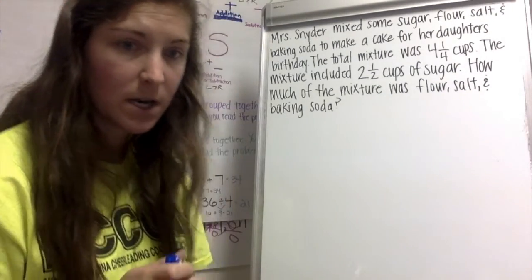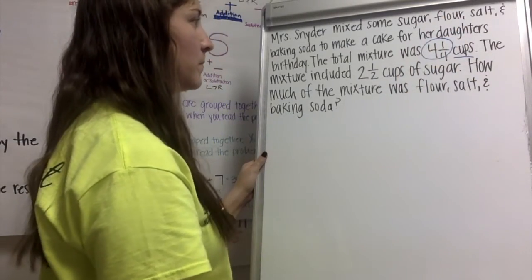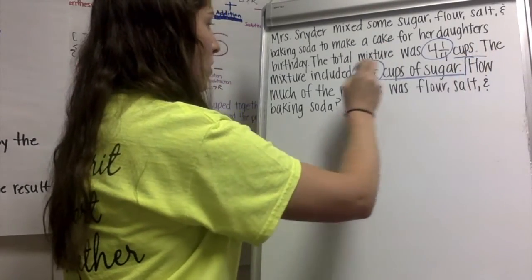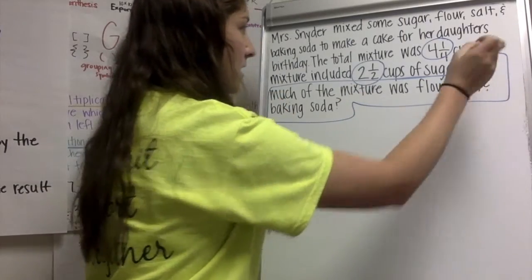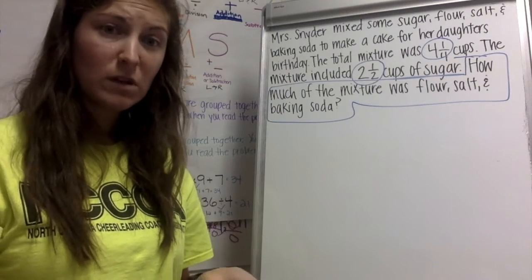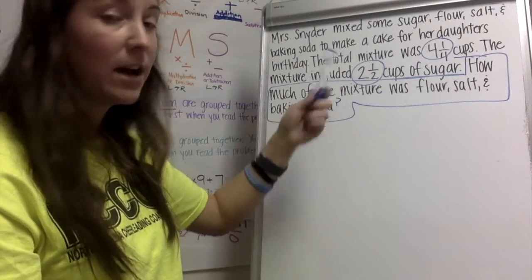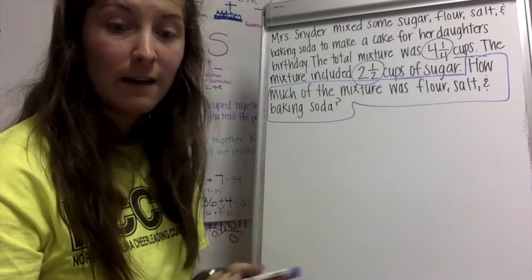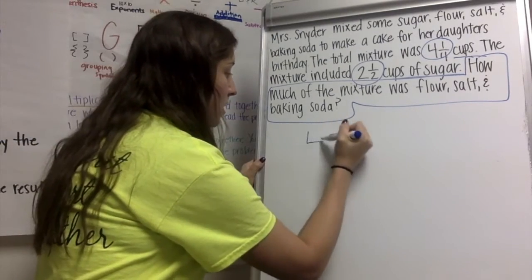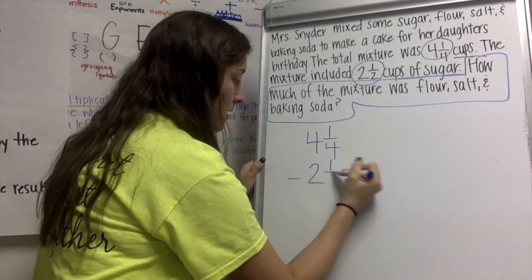So I'm going to start here with what we know. We know that the total mixture was 4 1/4 cups. We know that it was 2 1/2 cups of sugar. And my question here is asking us, how much is flour, salt, and baking soda? So, if I know that the total amount was 4 1/4 cups, 2 1/2 was sugar, I want to figure out what the rest is. That means I'm going to have to set up a subtraction problem here. So, I'm going to have to solve 4 1/4 minus 2 1/2.